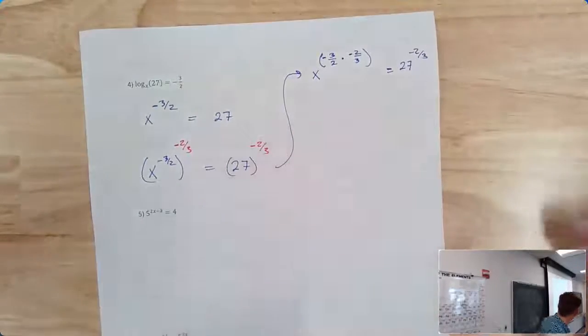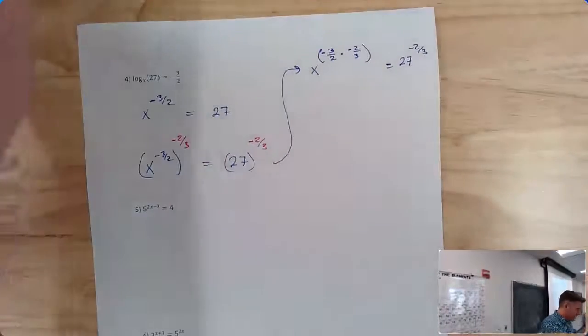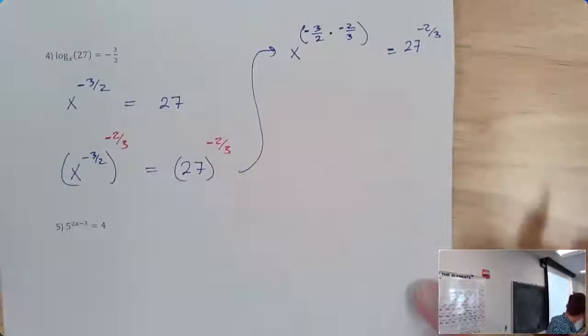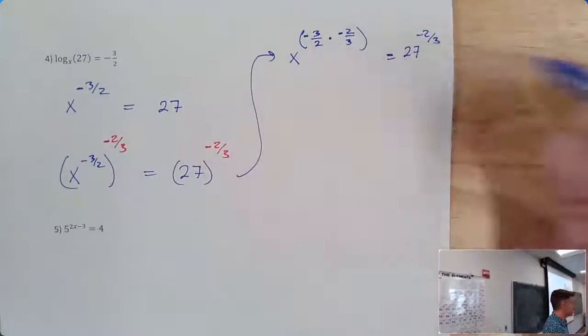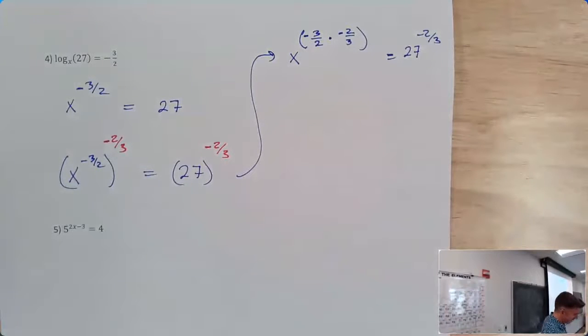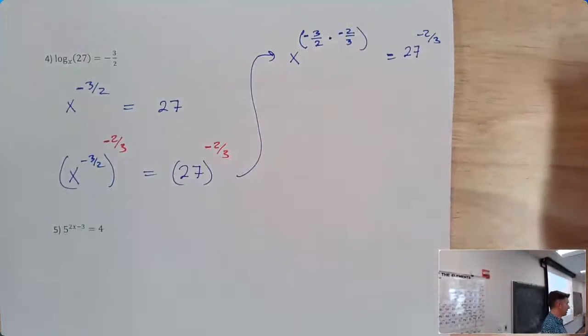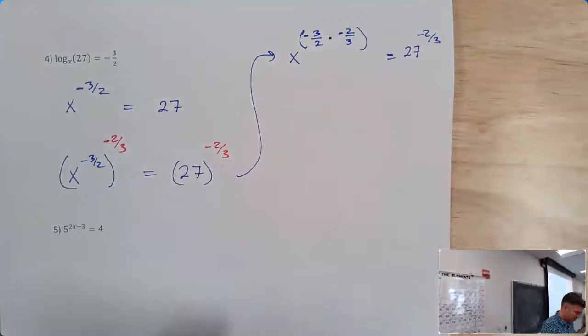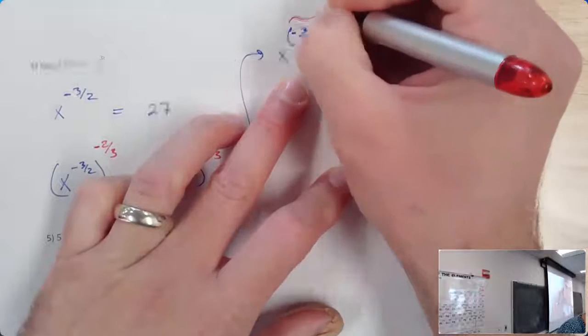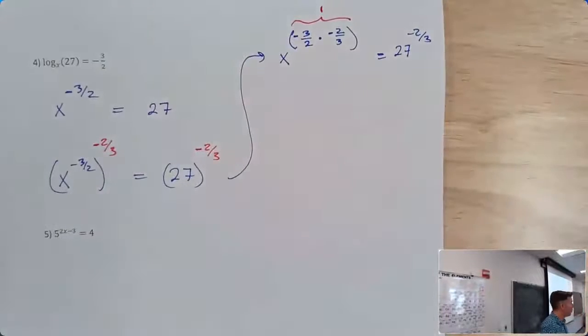Okay, so this is where we all have to be on board. Negative 3/2 times negative 2/3 is just 1. Or if you like, it's 6/6, which is 1. Maybe you say negative 6/6, right? But it's definitely 1, right? This number here, that is just 1. That's why we did that.